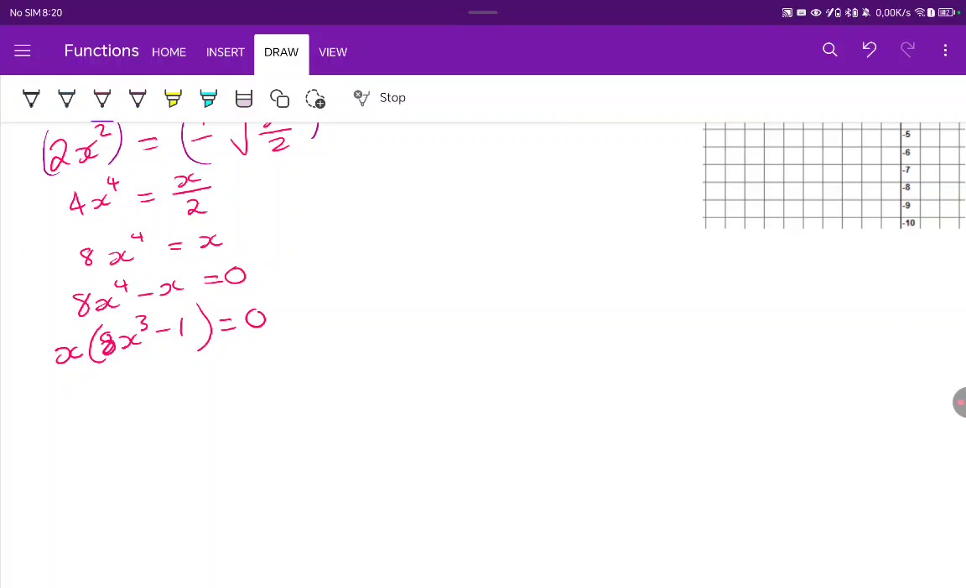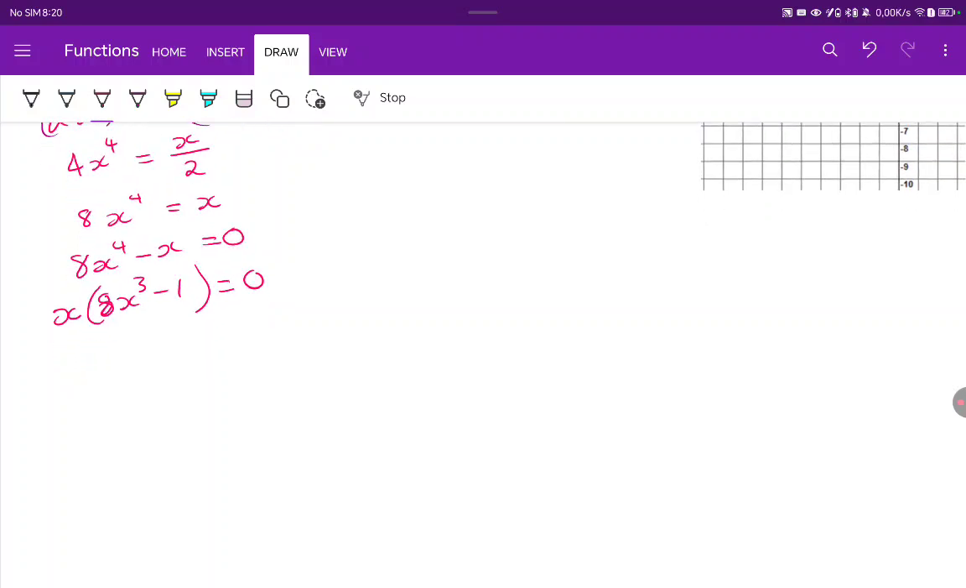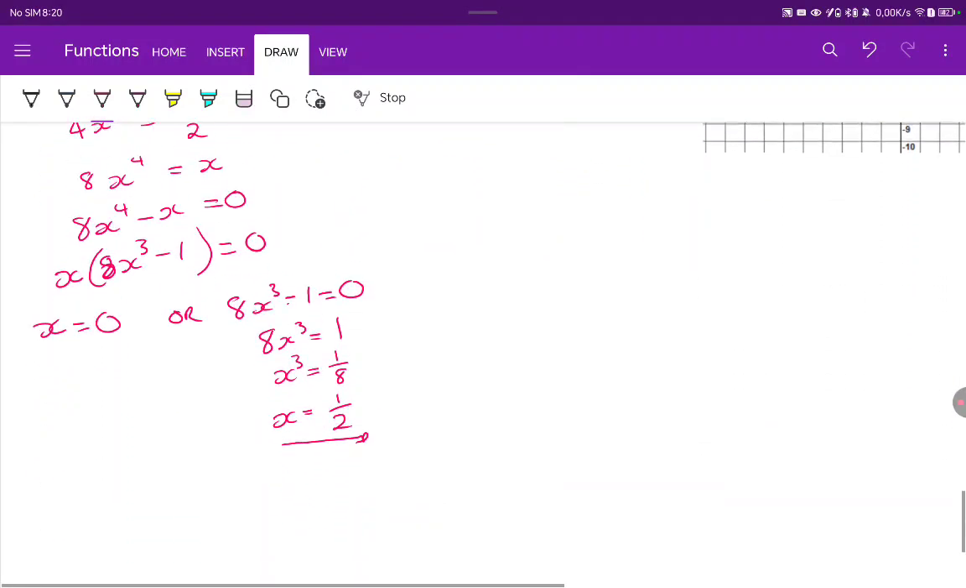That is a difference of cubes. So you can write x equals 0 or 8x cubed minus 1 equals 0. That means that 8x cubed is equal to positive 1, and that means that x cubed is going to be equal to 1 over 8, and x is equal to 1 over 2. Okay, that's one option. Now, once you got that, you can substitute that in, and you can say, okay, if x is a half, then y is also a half.